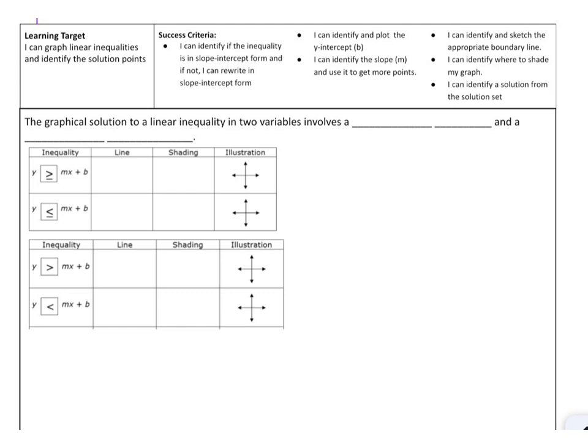So in order to be able to complete this lesson, we're going to need to be able to identify if the inequality is in slope-intercept form, in that y equals mx plus b form. The only difference is that equal sign won't be an equal sign in an inequality. If not, we're going to need to rewrite it in slope-intercept form.